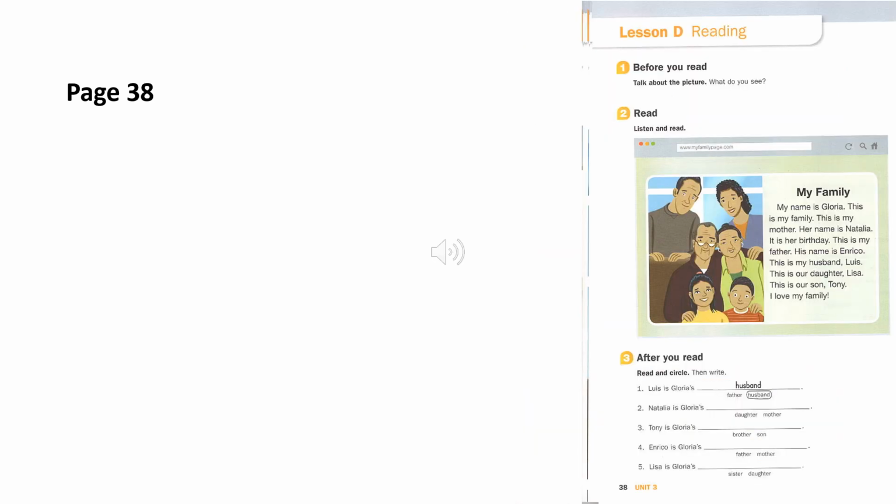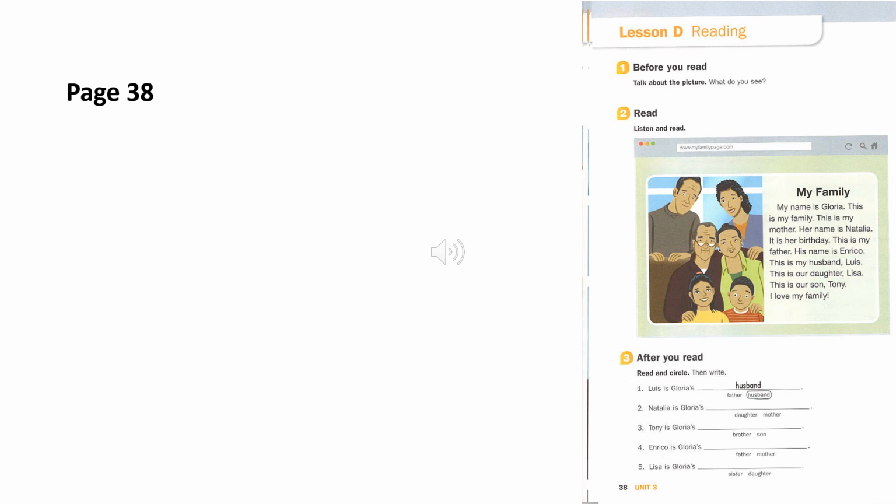We're still on page 38. What you're going to do is look back up where you read about my family. Now for part 3, fill out the answers. You have to look up where it says my family. Luis is Gloria's, what does it say? It says what? That Luis, let me find his name. It's her husband. So I write husband and I circle husband.